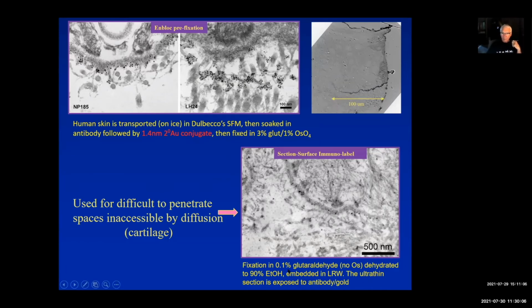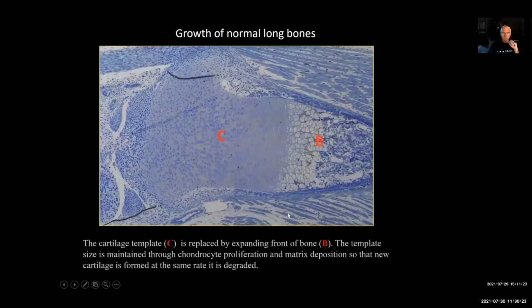So here again, fixation in as high a concentration of glutaraldehyde as you can get away with for the particular antigen you're dealing with. No osmium tetroxide, dehydrated to 90% ethanol, and then embedded in LR white. Then the section is immunolabeled. Here's a good example. I'm showing this image as sort of dual purpose. First, to demonstrate how long bones grow, because that'll be important as I go into the next part of the talk. So this cartilage template is replaced by this expanding front of bone.